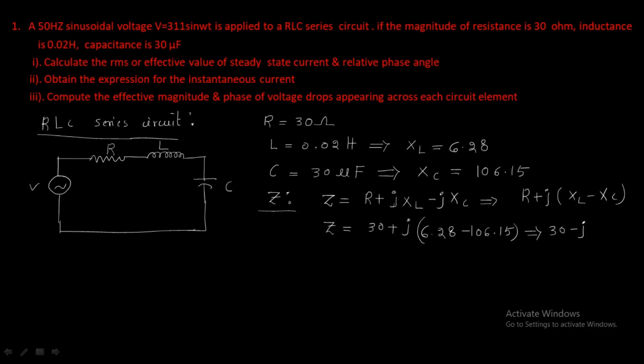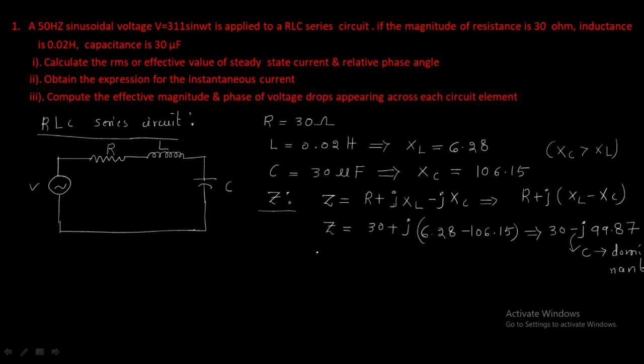30 minus j 99.87. This minus means, wherever there is minus j, capacitance is dominant. Why is it dominant? The reason is the XC value is more than the XL value. That's why minus j will come. If the XL value is more than the XC value, then inductance is dominant, and you will get plus j here. That is the difference.